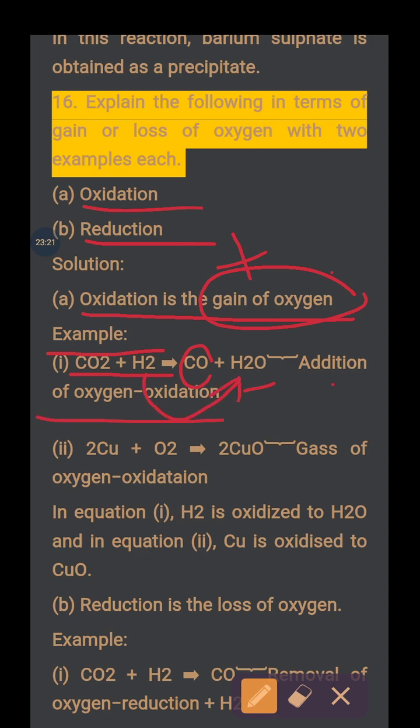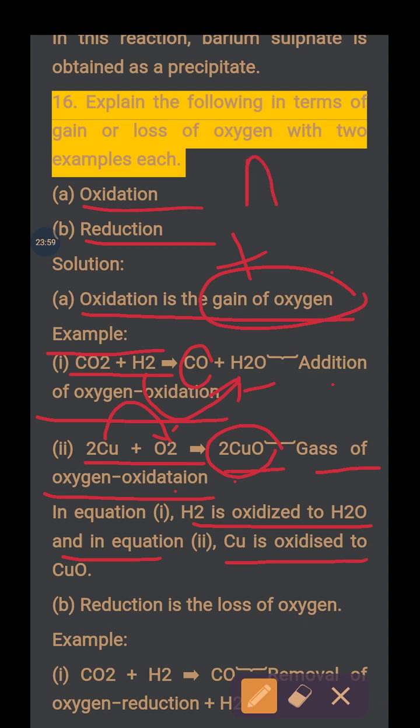Addition of oxygen: 2Cu + O2. O2 reacts with copper, meaning copper gains oxygen, which is oxidation. Hydrogen is oxidized to H2O because oxygen is added to it. In the next formula, copper is oxidized because oxygen is added to copper. So the element to which oxygen is added is said to be oxidized.